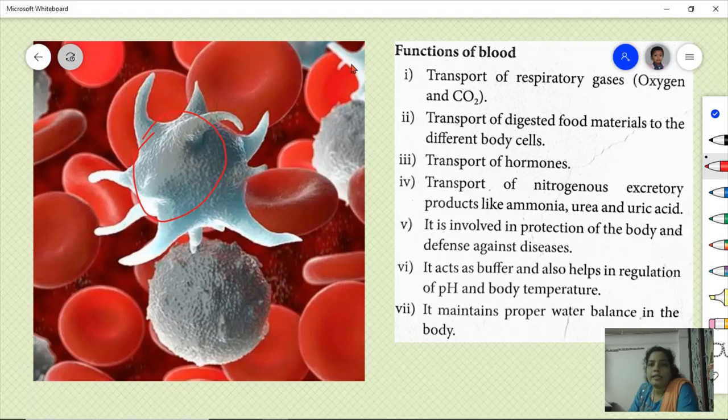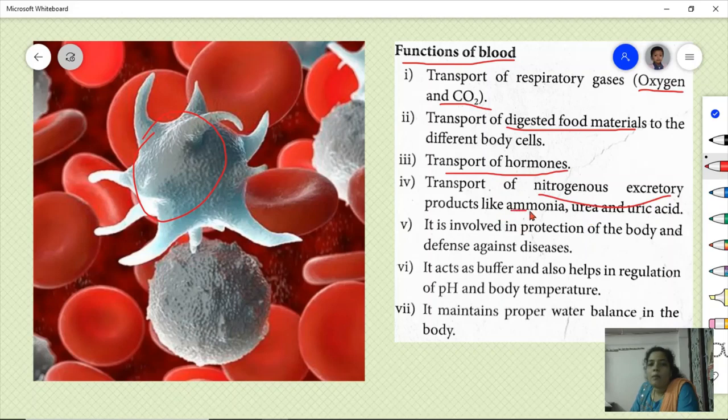Next we can move to the next topic, functions of blood. This is the last one. The first point is transport of respiratory gases, that means blood can transport oxygen and carbon dioxide. The second one is transport of digested food materials to the different body cells. The third one is transport of hormones.